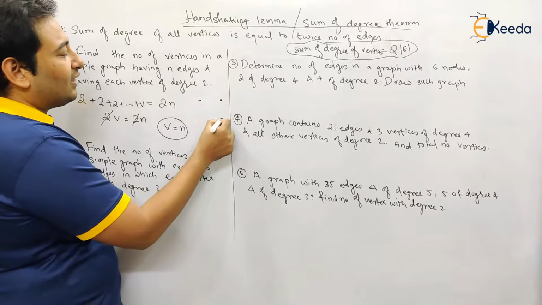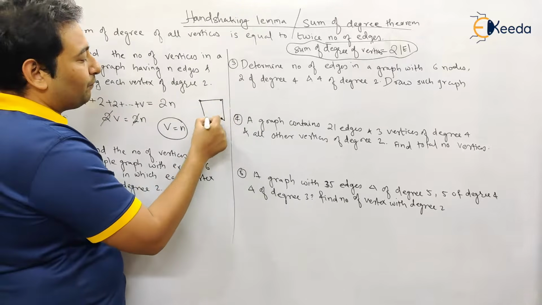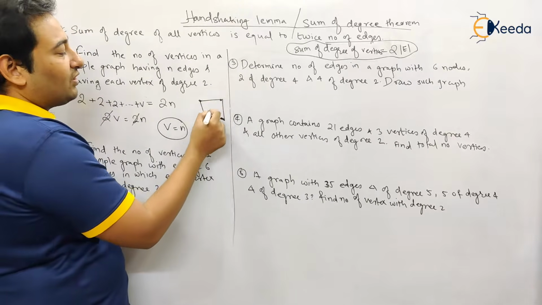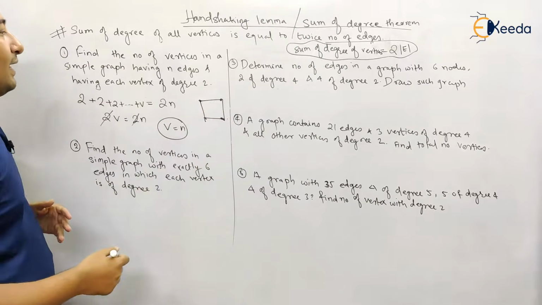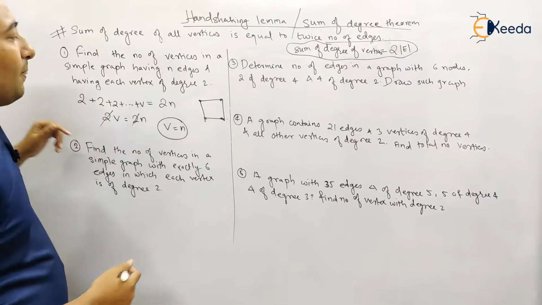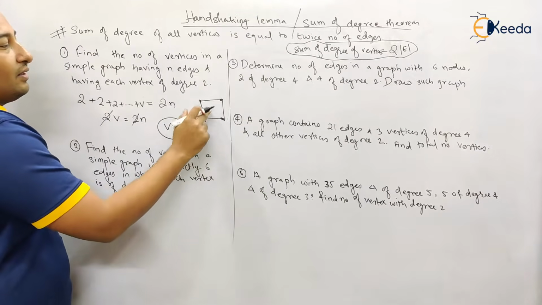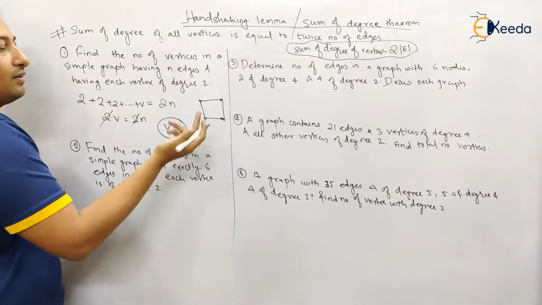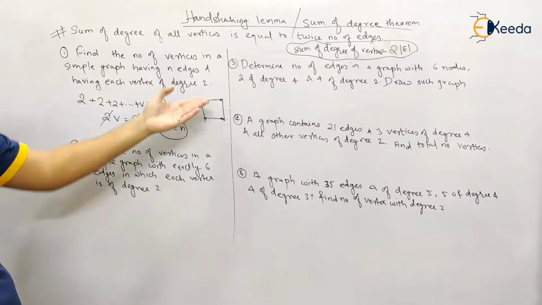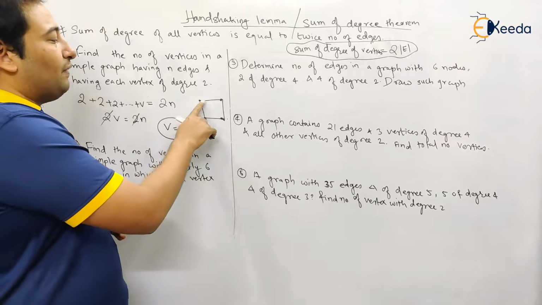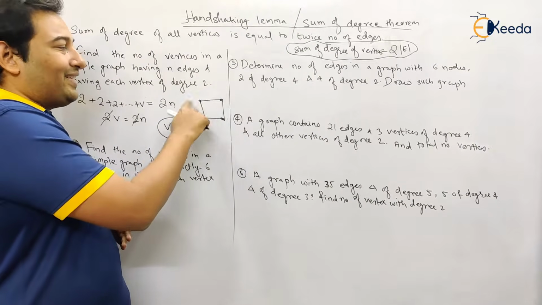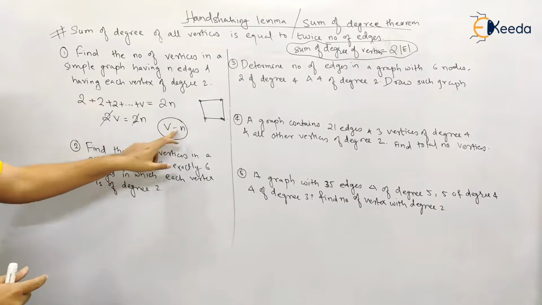Each vertex has degree 2. So let me consider this example. See here, each vertex is of degree 2. So how many edges are there? See, edges and vertices are equal in this particular graph. So if there are 4 edges, there are 4 vertices. This is what the problem is all about.